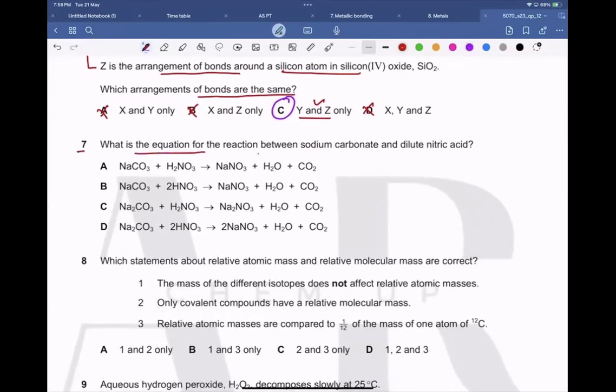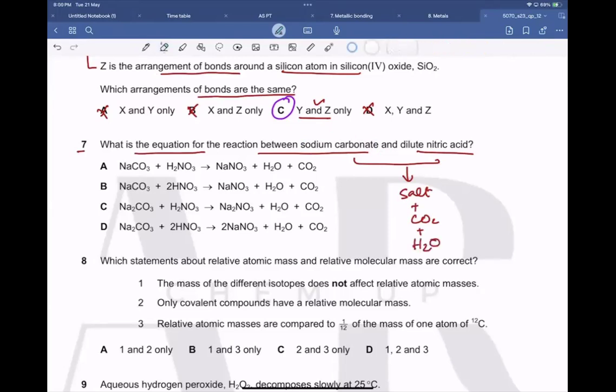What is the equation for the reaction between sodium carbonate and dilute nitric acid? See, a metal carbonate and a nitric acid. So sodium carbonate and nitric acid are going to give you salt, carbon dioxide, and water. So sodium carbonate is Na2CO3 and nitric acid is HNO3.